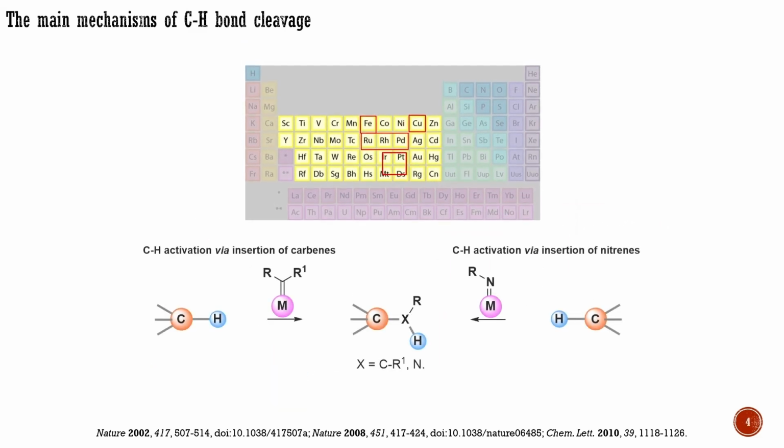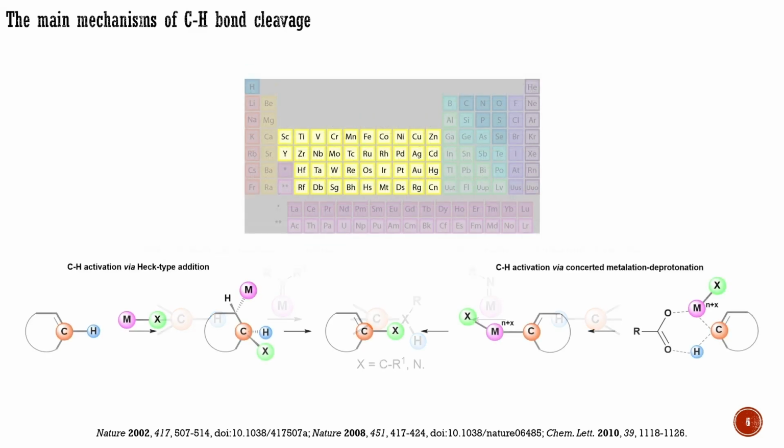Moreover, transition metals are known to greatly facilitate the selective C-H insertions of carbenes and nitrenes. This chemistry works well with late transition metals, including iron, rhodium, and ruthenium. The following two mechanisms are typical for the activation of sp2 hybridized C-H bonds.